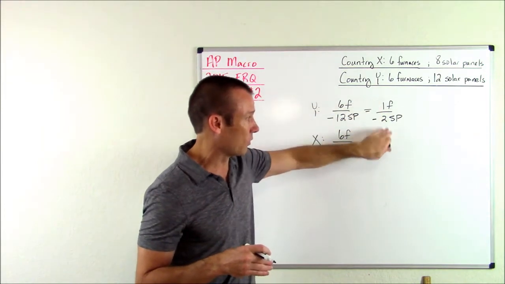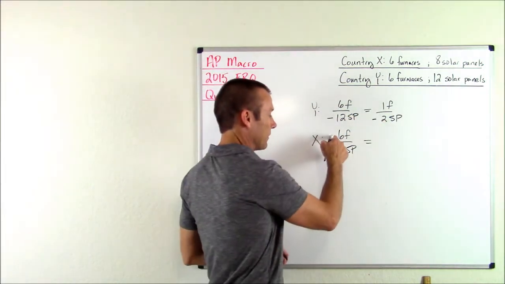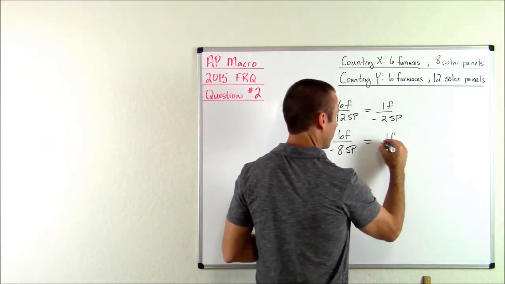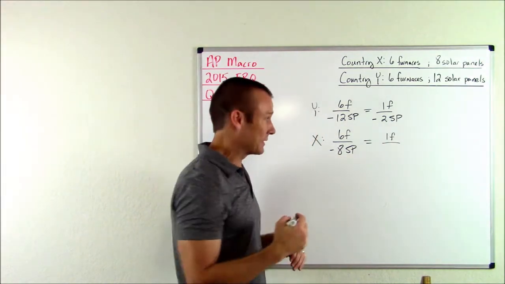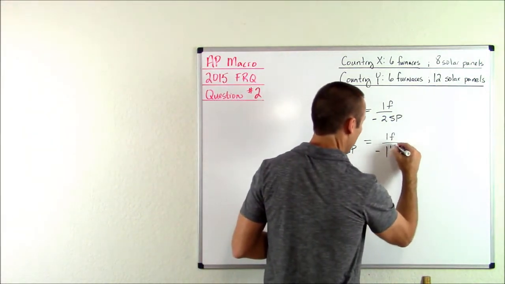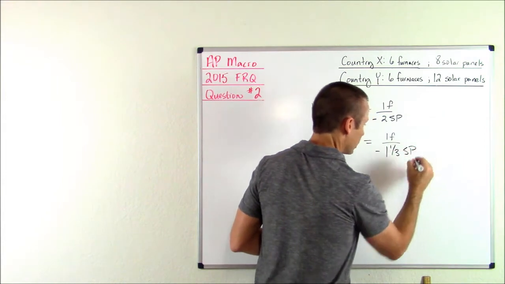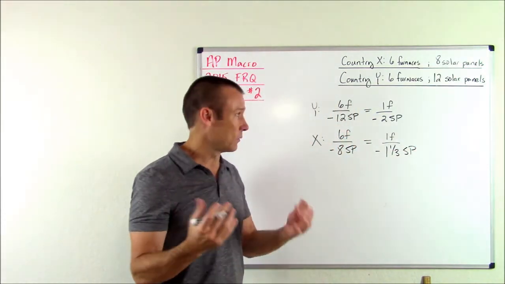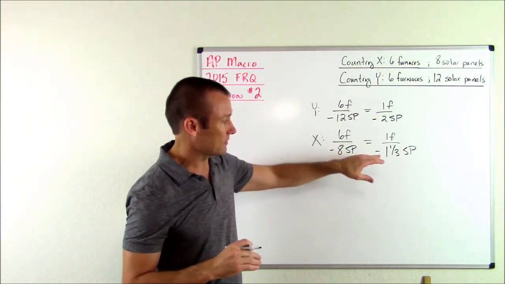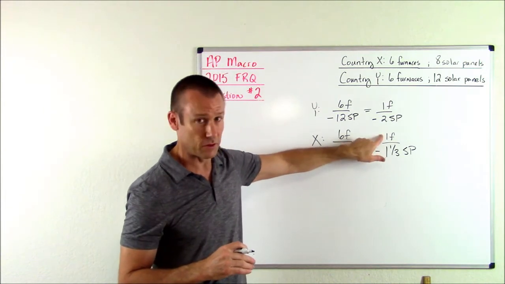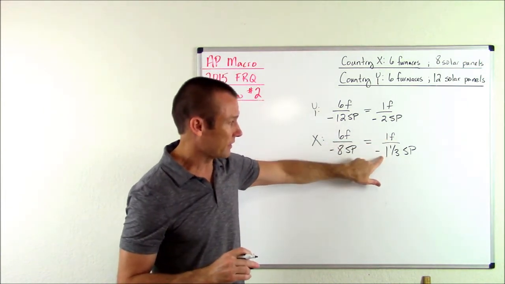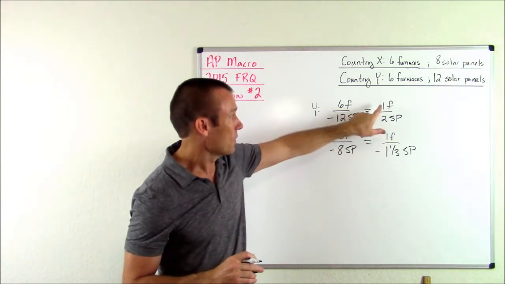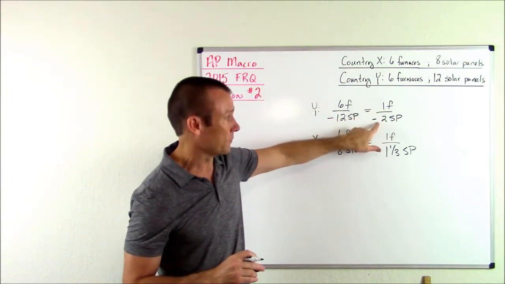So again, we have 1 furnace, right? So divide this by 6, and I get 1 furnace. Divide the 8 solar panels by 6, and I get a negative 1 1/3 solar panels. So again, we see what we already knew. Country X has the lower opportunity cost when they make furnaces. When they make 1 furnace, they give up 1 1/3 solar panels. When country Y makes 1 furnace, they give up 2.